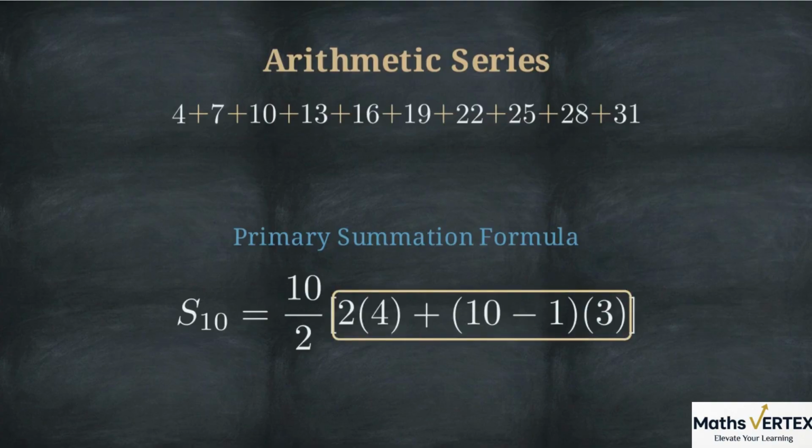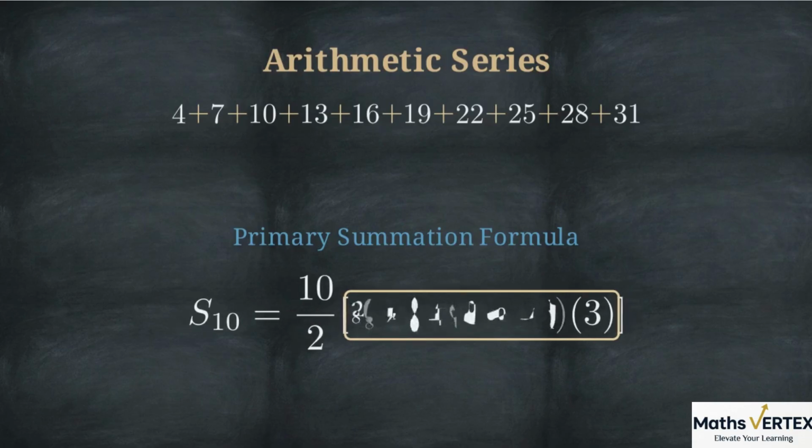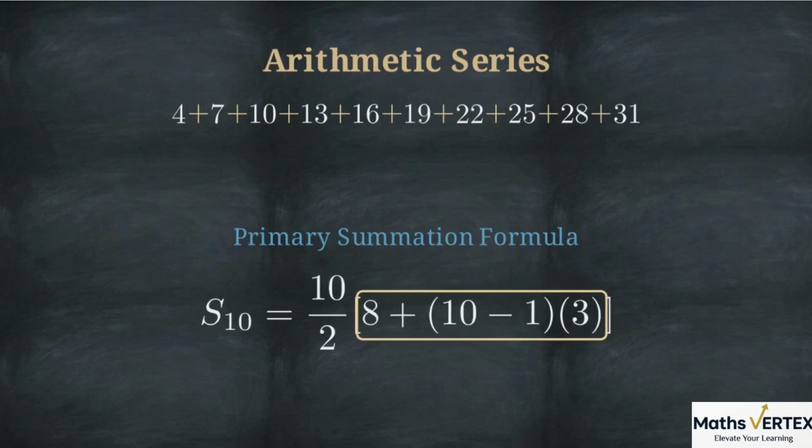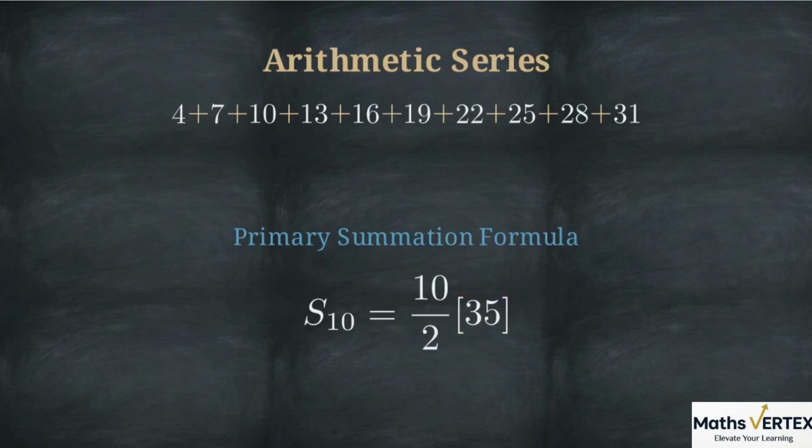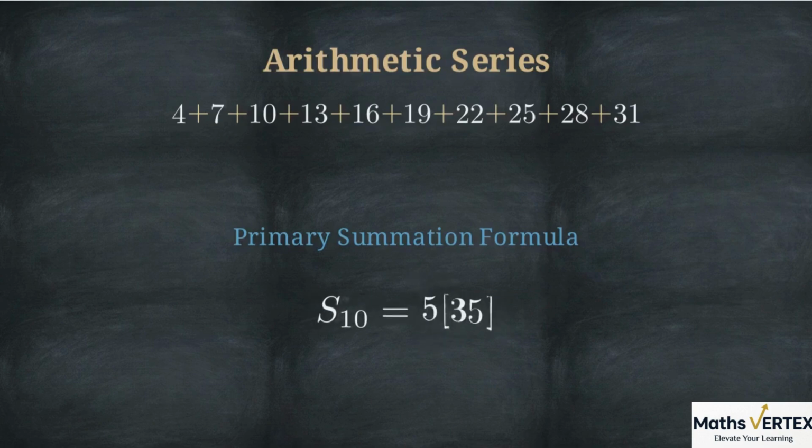Pause here for a moment and run the algebra yourself. Simplify the brackets first. 2 times 4 is 8, 9 times 3 is 27, 8 plus 27 is 35. Multiply 35 by 5, and you verify that the total sum of those first 10 terms is exactly 175.